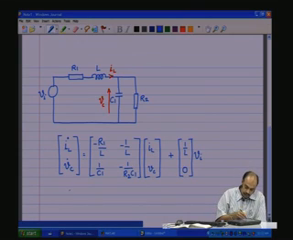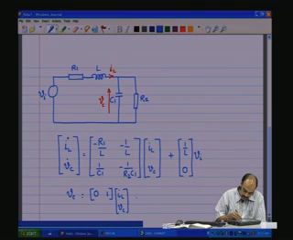Now, the output, let us say we would like to see the output of the voltage across the capacitance. Our C matrix becomes 0, 1, state vector IL, VC, plus the D matrix is 0, Vi.